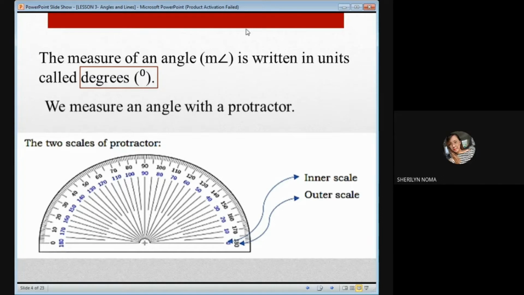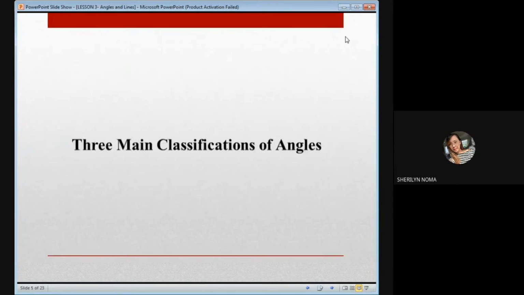If you're going to use the outer scale po, doon naman kayo titingin sa black. Pero sa 0 pa rin kayo mag-i-start. Baliktaran po yan, yung blue tsaka yung color black. Pero yung ibang protractor, color red yata yung nasa loob. Depends po sa protractor.